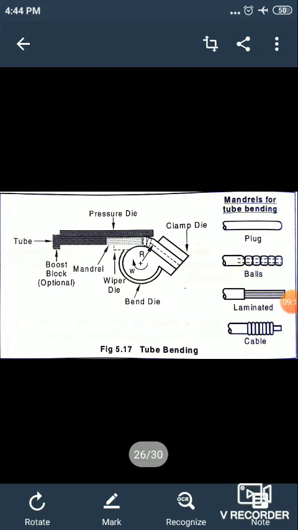The mandrel is always placed inside the tubing. A mandrel controls the flow of material at the point of bend in order to maintain the shape of the tube as it sets into the arc of the bend.